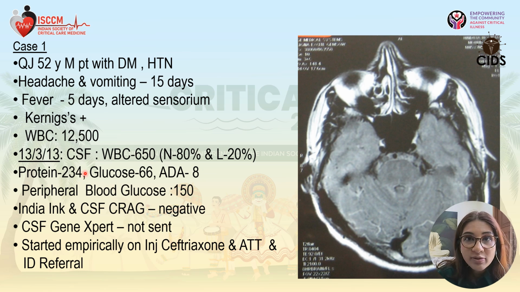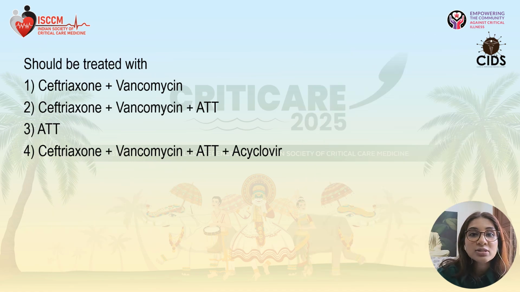So CSF was performed, which showed neutrophilic-predominant CSF pleocytosis with an increase in the proteins as well as CSF hypoglycorrhachia. India ink was performed, the CSF Gram stain was negative, and the CSF Xpert MTB was not done. He was empirically started on ceftriaxone and anti-TB drugs, and an ID reference was sought. So what do we do in this patient?